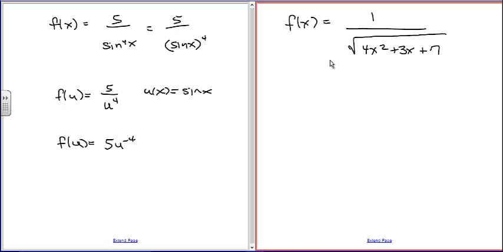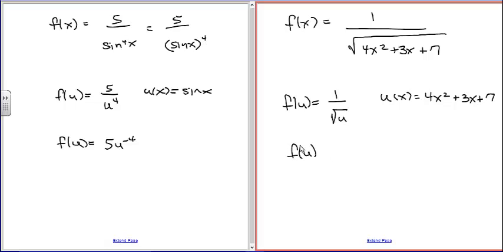Okay. In this case, it's not in parentheses, but it is in a radical. So that u of x is 4x squared plus 3x plus 7, and f of u is 1 over the square root of u. In this case, we have to do two things. We have to rewrite the root as a fractional exponent, and then we have to move it to the numerator like that.